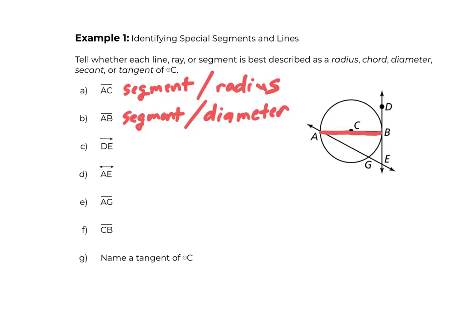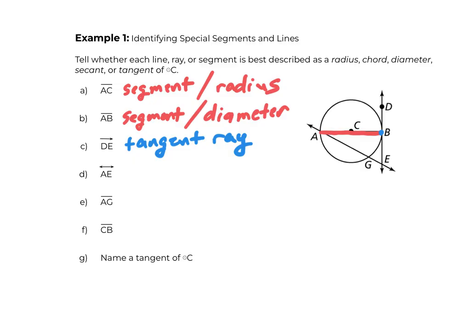This would be a ray, and it touches the circle at one point. B is the point where it touches the circle. So we would say that this is a tangent ray, or a ray that is tangent, however you want to say it. This could be a segment, it could be a line, or it could be a ray. That's why we're identifying the differences here.